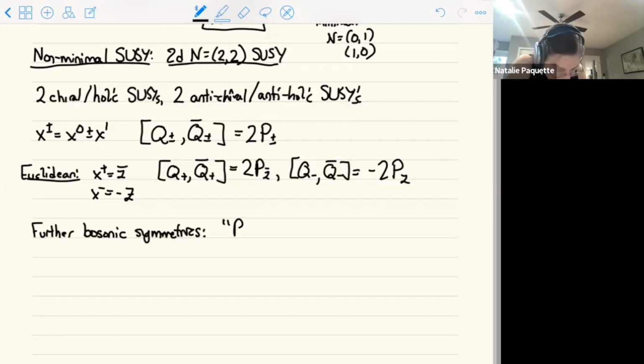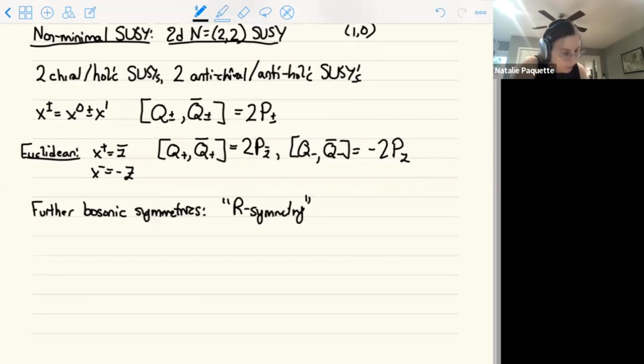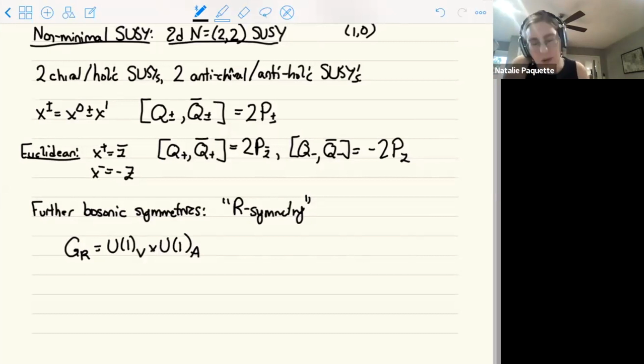It's called the R symmetry of your supersymmetric algebra. So in this example, the R symmetry group, which again is bosonic and I'll denote by G sub R, is given by a product of 2 U(1) symmetries, which I'll call the U(1) vector and the U(1) axial, by analogy with the vector and axial symmetries that you've probably seen in 4D QFT.